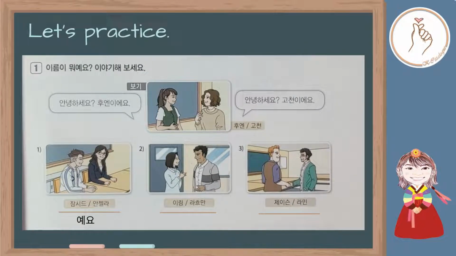So these are the answers. So for Jamshid and Angela, since their names are ending in vowel, ginamit natin si yeyo. For Iring and Rahman, since nag-end yung pangalan nila sa consonant, consonant ieung yung kay Iring and consonant niyun yung kay Rahman, ieyo yung ginamit natin. So Jason and Ramin, same sila, ang last letter ng kanilang pangalan is the consonant niyun. So ang answer is ieyo.